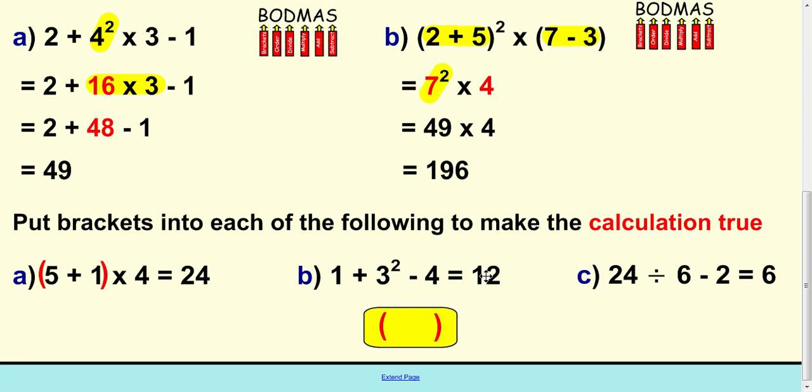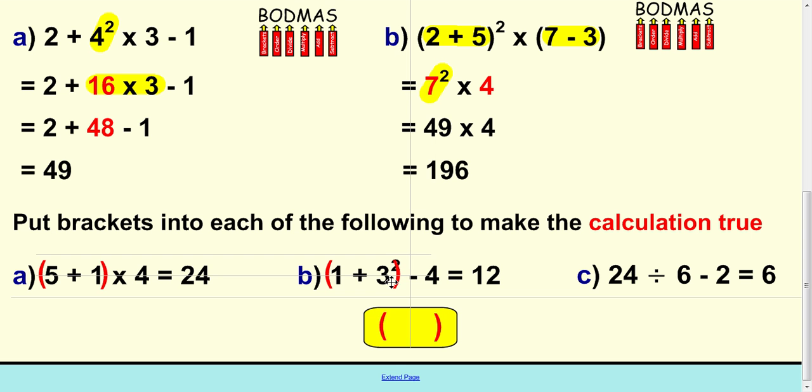In the next one, we're trying to make 12, so what we could do is we could put the bracket there, and then we could put the bracket here. Now if we do that, we do the brackets first in all cases because B is at the start of BODMAS. That would be 1 plus 3 squared, which is 9 plus 1, it's 10, and 10 take away 4 is not 12, so that doesn't work.